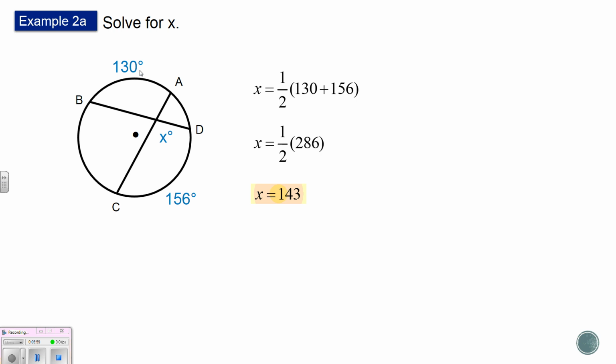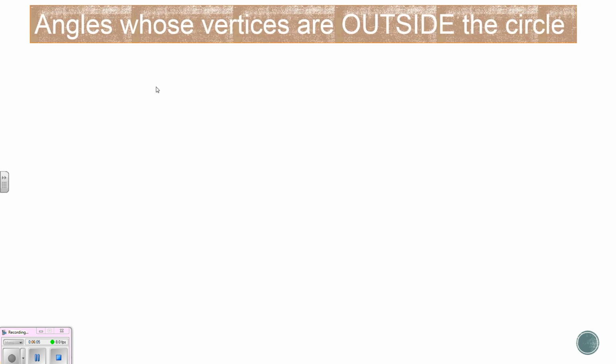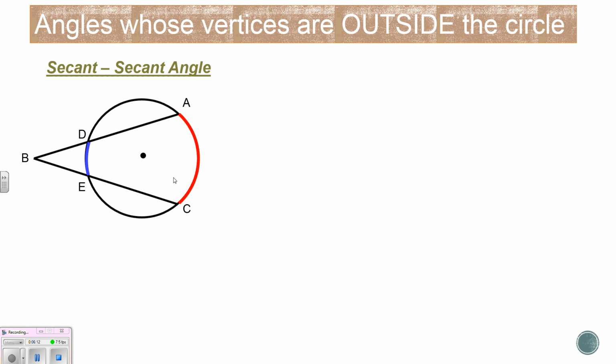All right, so now that leaves us with angles whose vertices are outside of the circle. There's 3 of these. The first one is called the secant-secant angle. If you have this secant and this secant and they intersect at point B, it creates this little angle that's outside of the circle. When these 2 secants cut through the circle, they create these 2 intersected arcs, right? So we have the blue arc and the red arc.